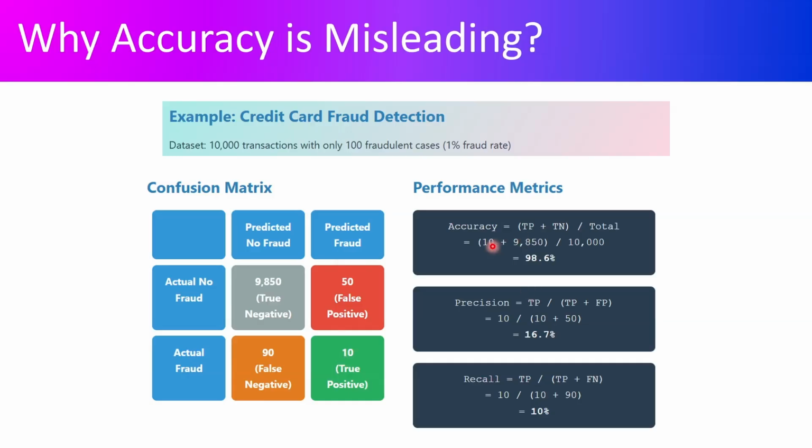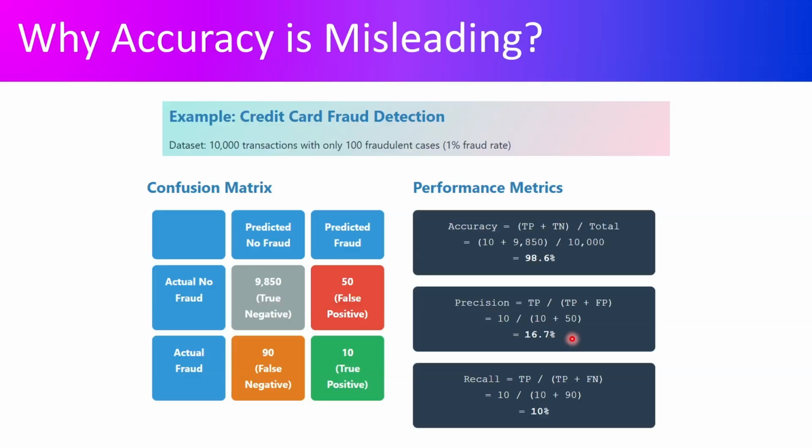So in this case, accuracy will be all your true predictions, that is true negatives and true positives, 9850 plus 10, divided by the total number of transactions, which comes to around 98.6%. So for this model we are getting an accuracy of around 98.6, which sounds impressive. But let's look at precision and recall. Your precision is your true positives divided by the true positives plus false positives. Your true positives are 10 and false positives are 50. So 10 divided by 60, which is 16.7%.